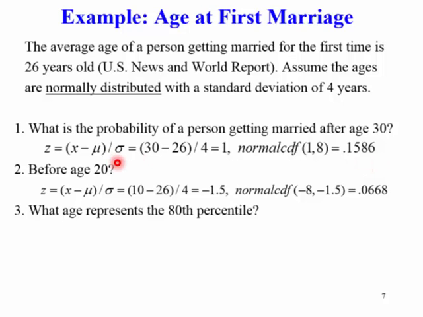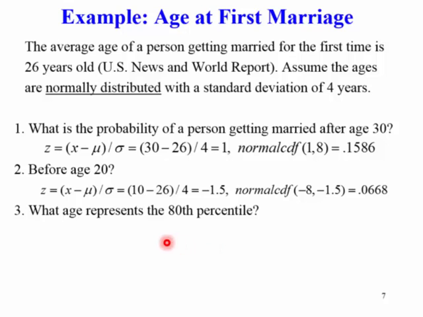What about before the age of 20? Well, you can calculate the z-score the same way. We get -1.5. So before the age of 20 would be lower, so from -infinity up to -1.5, and we get about 7%.